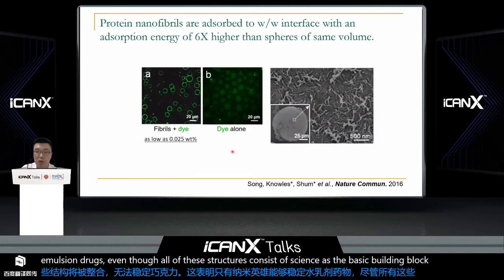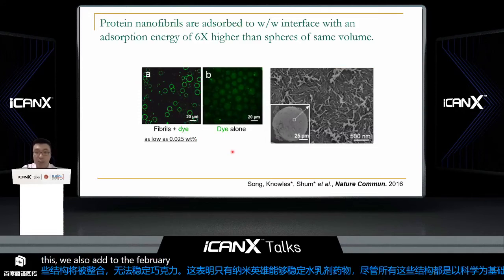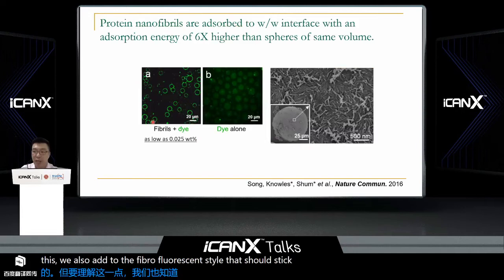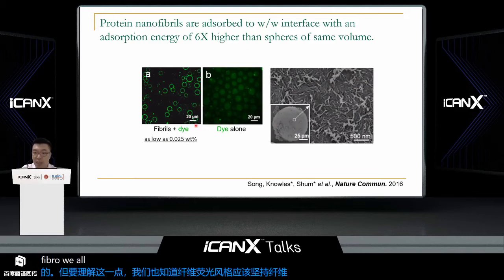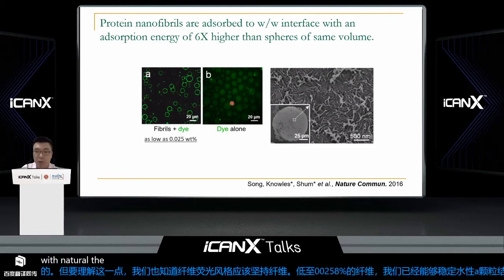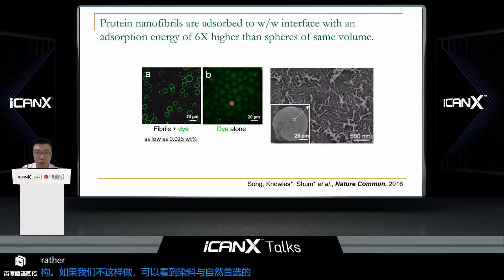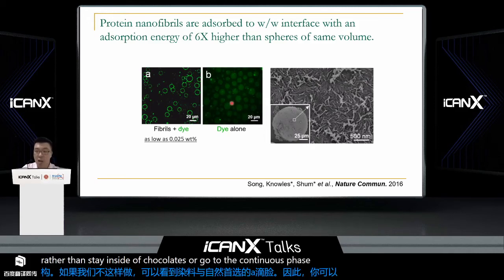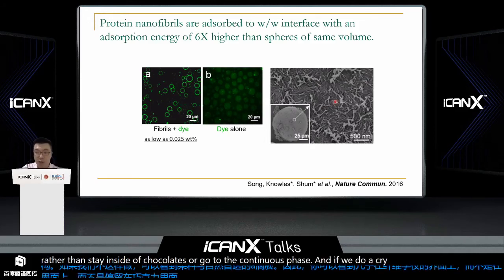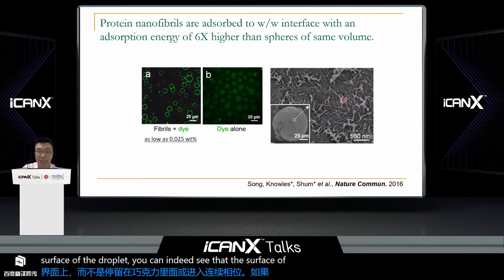To understand this, we also add to the nanofibril a fluorescent dye that should stick to the fibrils. And with as low as 0.025 weight percent of the fibrils, we are already able to stabilize the aqueous-aqueous droplets. If we do not add the fibrils, you can see the dye would naturally prefer the droplet phase. Therefore, almost all the fibrils go to the interface rather than stay inside the droplets or go to the continuous phase. And if we do a cryo-SEM examination of the surface of the droplet, you can indeed see that the surface of these droplets are decorated with densely packed nanofibrils.